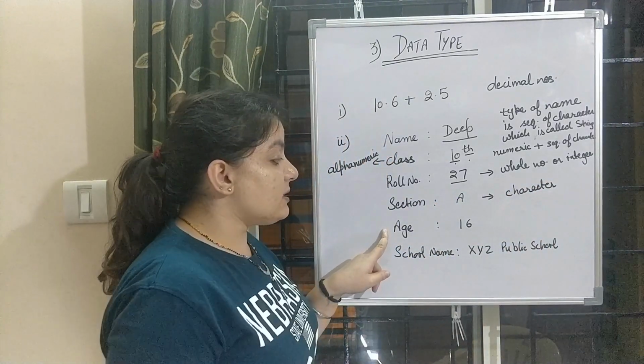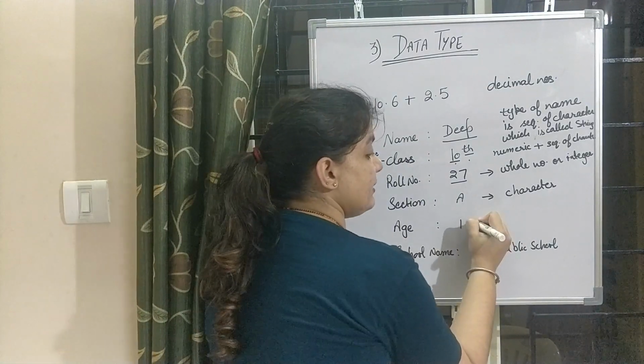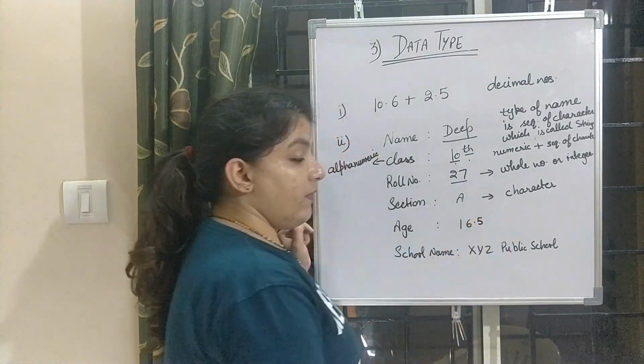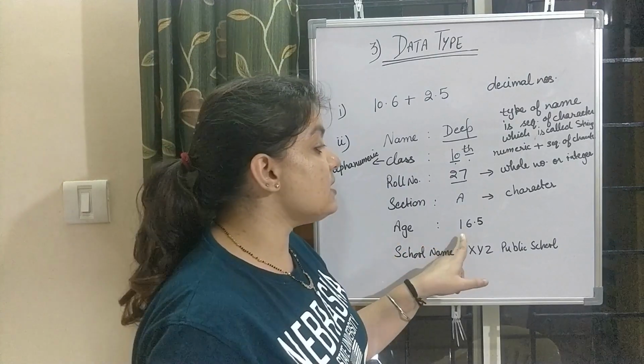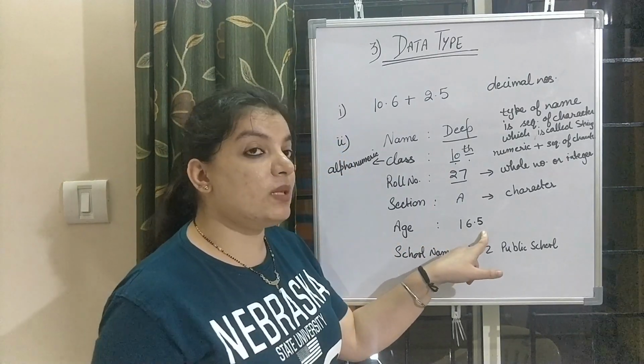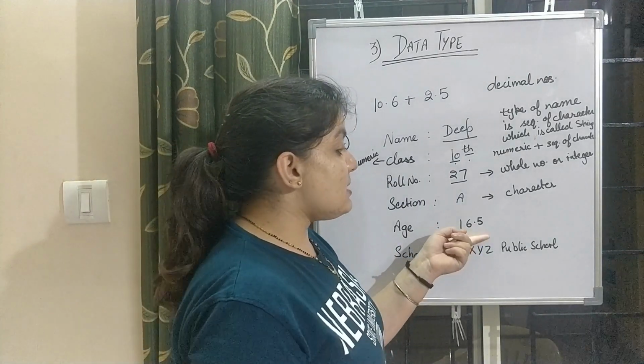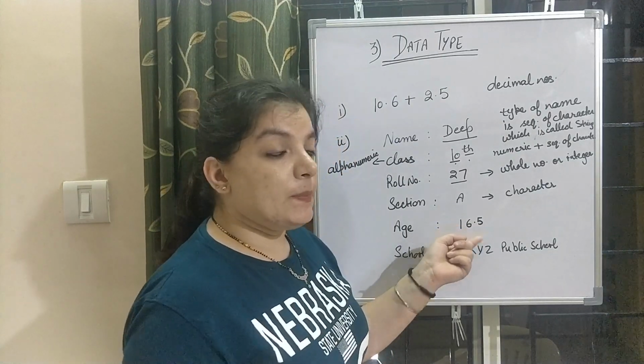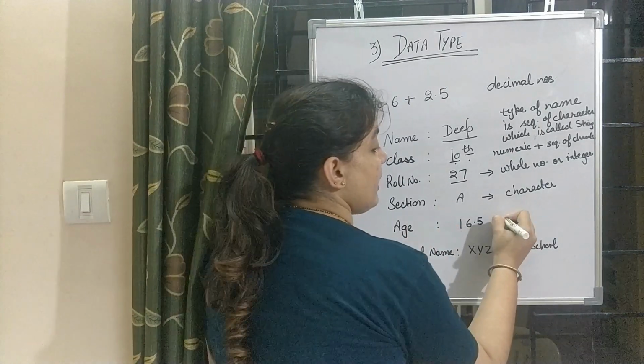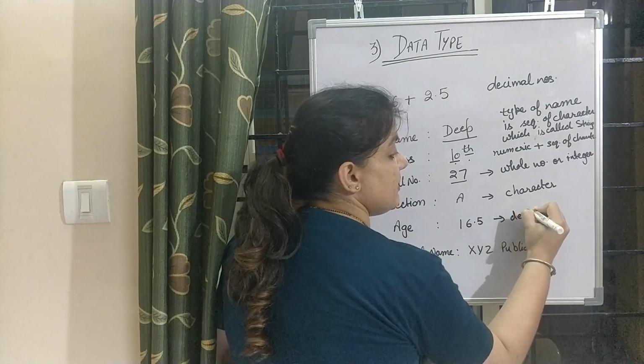And now next age, like here I have written 16.5. So what is the meaning of this? The 16.5 means 16 and a half. So it is known as a decimal number. So what is the data type of age? Decimal type.